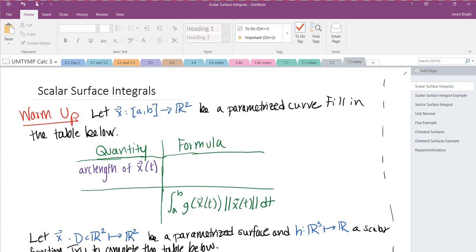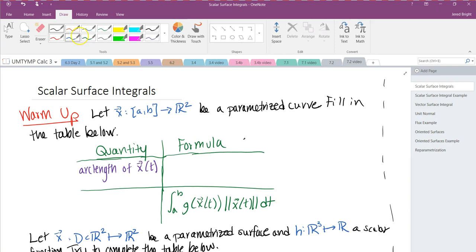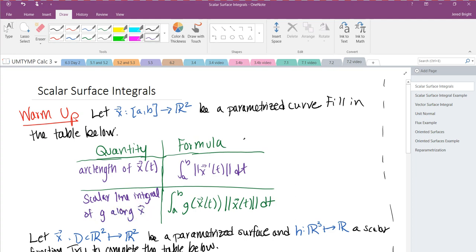Okay, well, arc length, you might remember this as the integral from a to b of the length of the derivative vector. Okay, and then in the second box, we look at that and we're like, oh, well, that's just the scalar line integral, the integral of g along x. Okay, so that should be mostly a review.